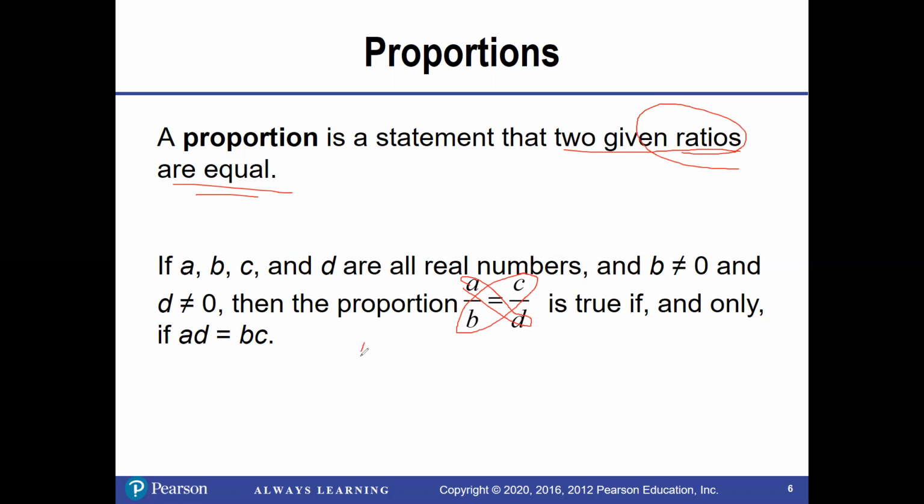Okay, such as if I have 4 over 7 is equal to 8 over 14. How do I know? 7 times 8 is 56. 14 times 4 is also 56. So that means this was a true proportion.